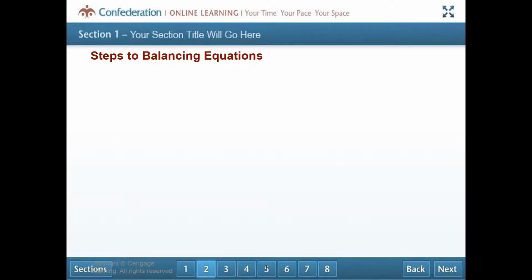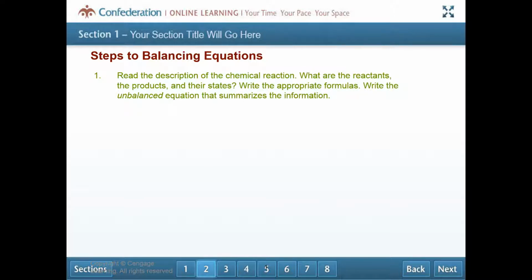In this video, I'm going to talk about how to go about balancing equations. So the first step in balancing an equation is you need to read the description of the reaction and then write what the reactants and the products are, and you also need to know their states. So you write the appropriate formulas and then the unbalanced equation.